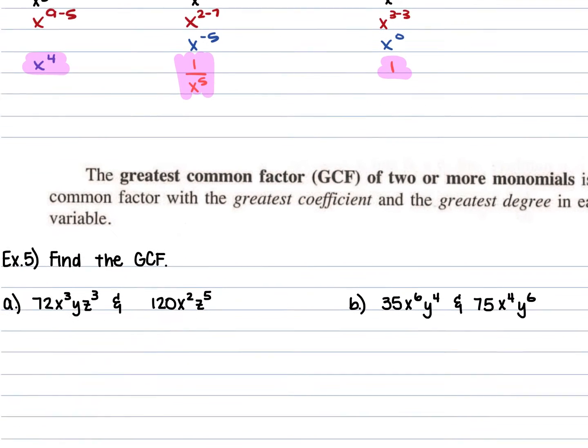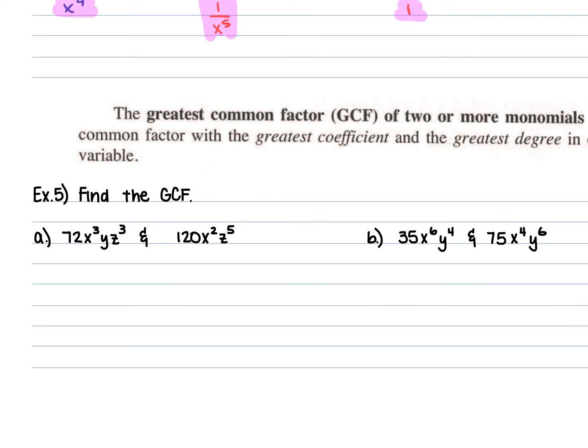For example 5, we are finding the greatest common factor. For example a, we have 72x cubed y z cubed and 120x squared z to the 5th power. With these, if we have variables that are raised to powers, we're going to keep the variable with the smallest power. If the variable is not the same for both terms, we do not include it.